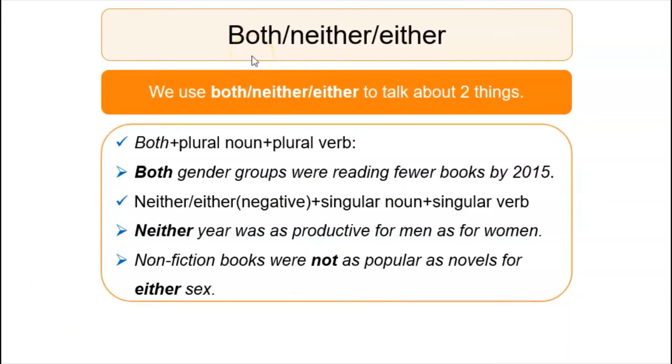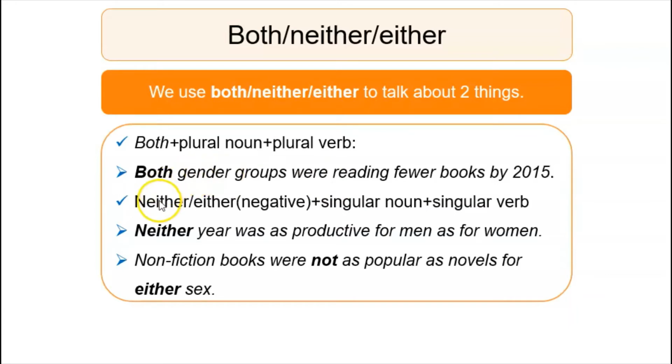Okay, let's take a closer look at both, neither, and either. So, we use both, neither, and either to talk about two things. Let's take a look first at both. Both plus a plural noun plus a plural verb. The example we had was both gender groups. So gender groups is a plural noun, takes the S. Were, that's the plural verb. Reading fewer books by 2015.